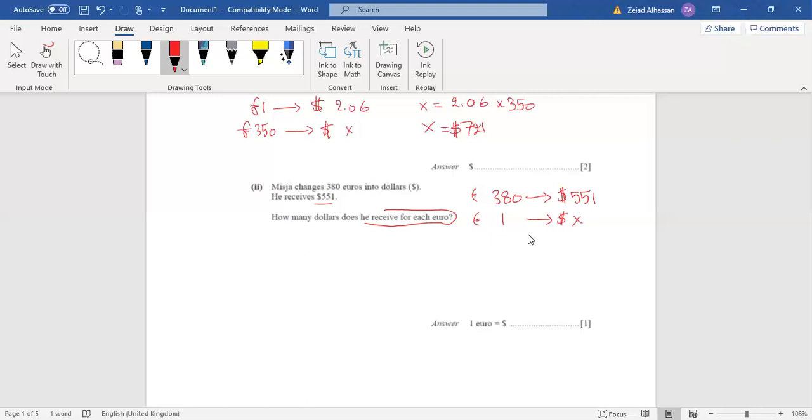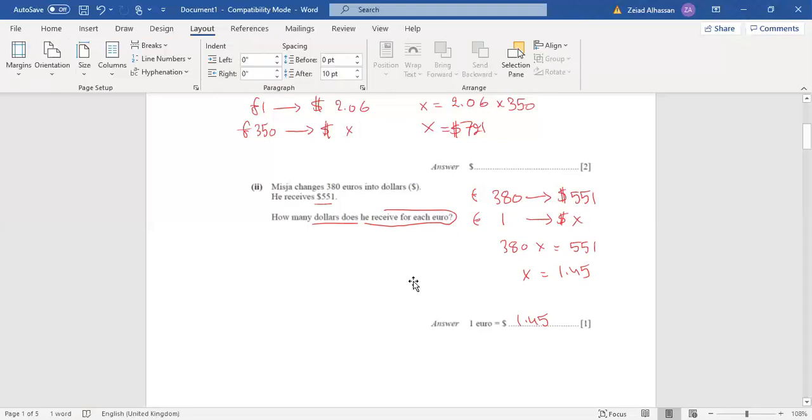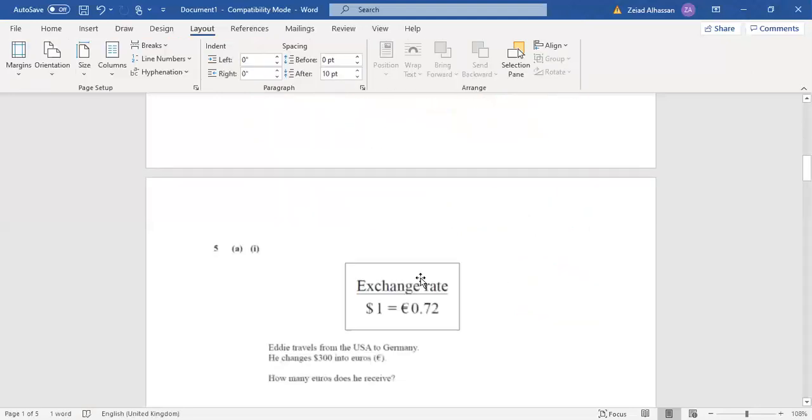How many dollars? Means the dollars is the unknown. He receives from each euro, cross multiply, that's 380x equals 551 divided by 380. So that's 551 divided by 380 equals 1.45. So each euro is $1.45. Then let's move to the other question.